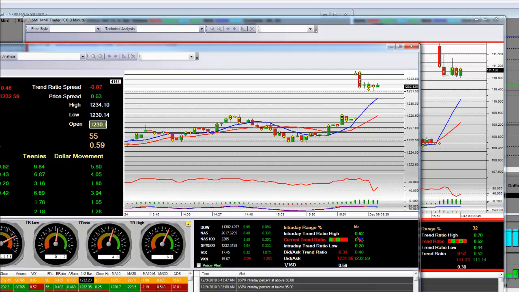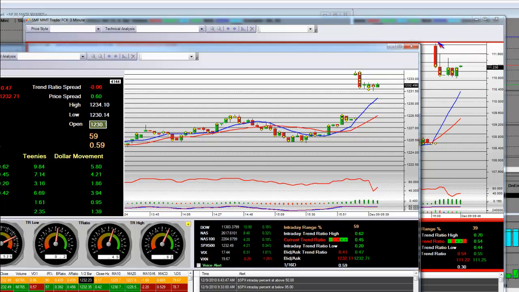We can see where we're at as far as the strength of the current trend ratio at 0.44. 0.62 was the high, MMTs. The intraday trend ratio low was 0.2, and the bid and ask ratio is 3.9 by 46. If we go higher in value here, we go higher there, and same thing over here with the FCX.